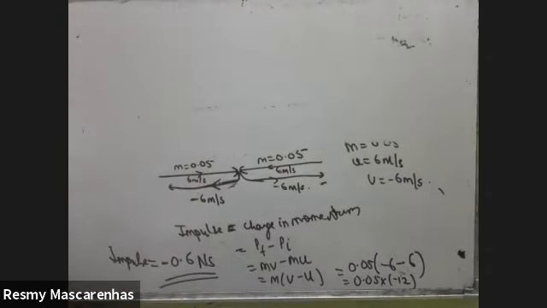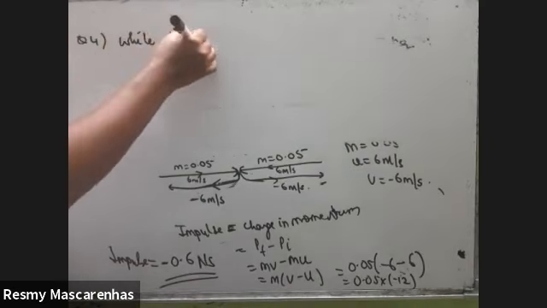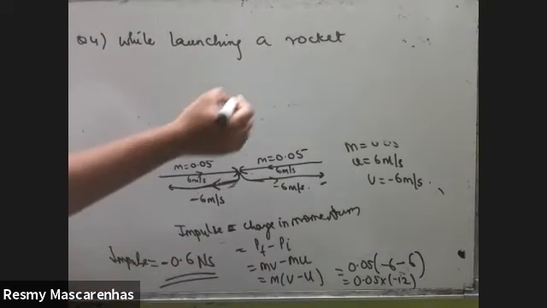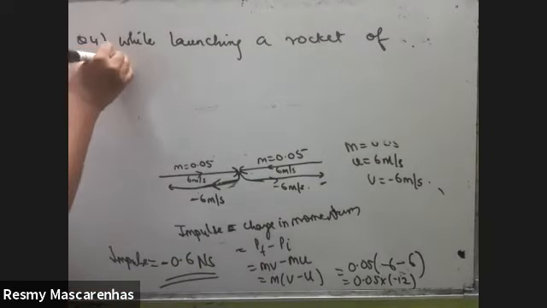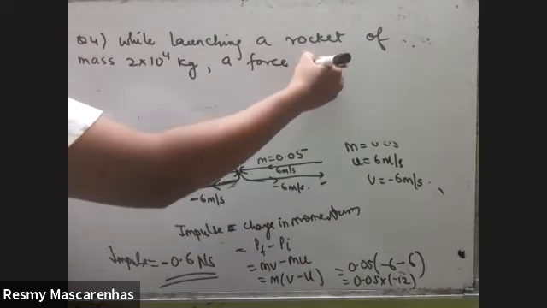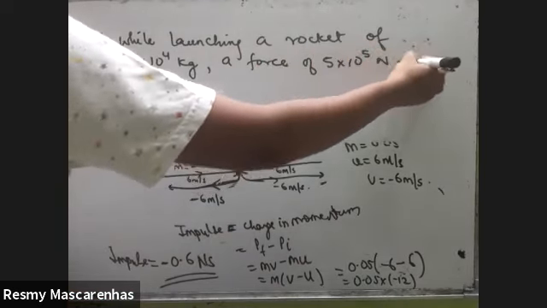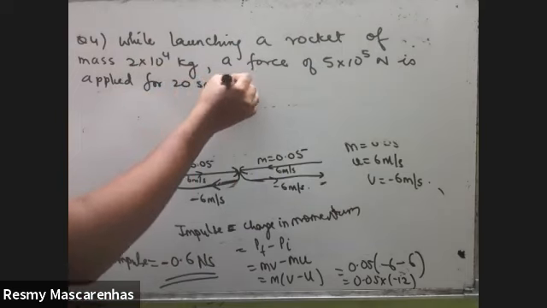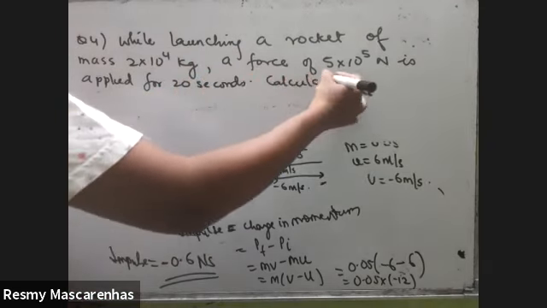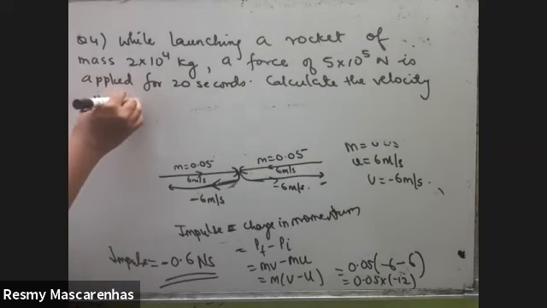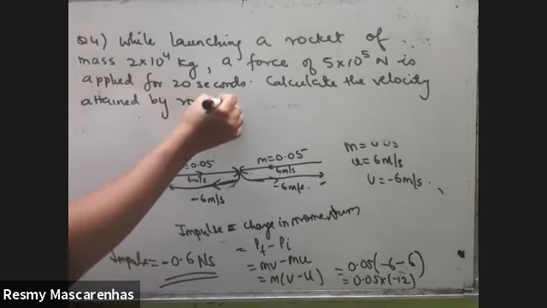Question 4. While launching a rocket of mass, 20 seconds, calculate the velocity attained by the rocket at the end of 20 seconds.